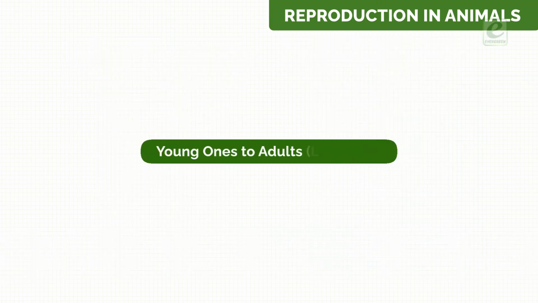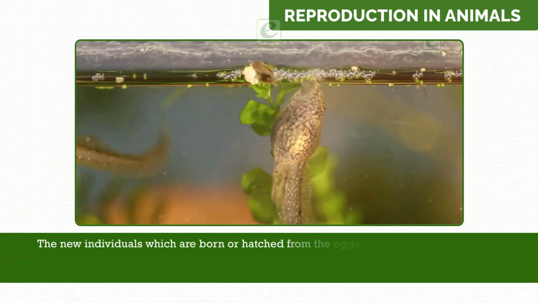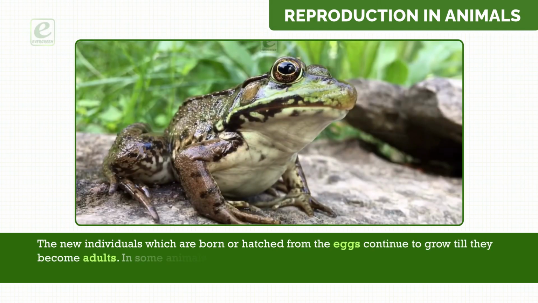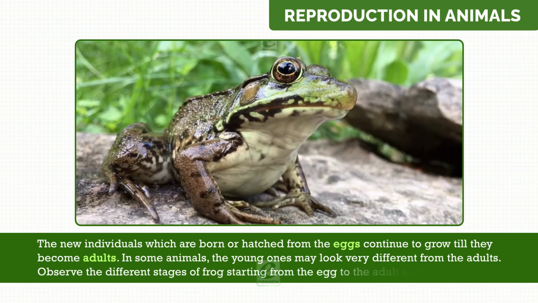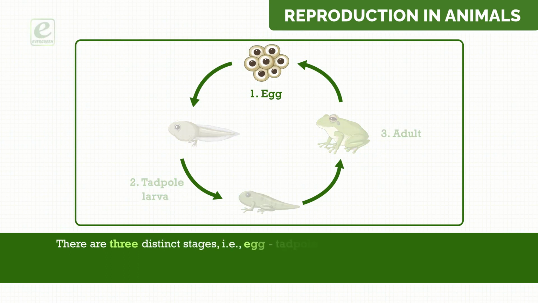Young ones to adult life cycle. The new individuals which are born or hatched from the eggs continue to grow till they become adults. In some animals, the young ones may look very different from the adults. Observe the different stages of frogs starting from the egg to the adult stage. There are 3 distinct stages, that is, egg, tadpole larva, adult.